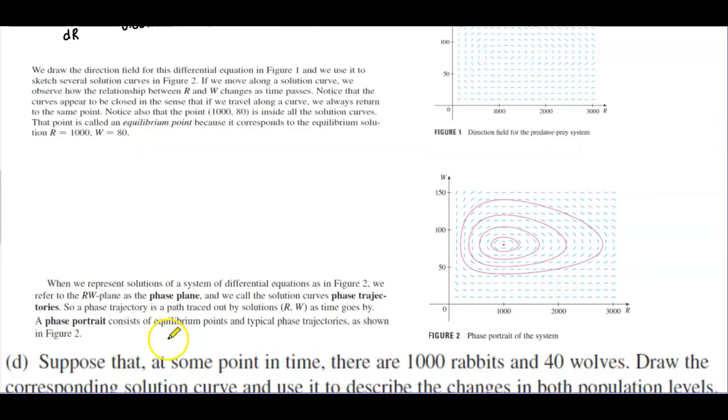So when we represent solutions of a system of differential equations, as you can see in figure 2, we refer to the RW plane as the phase plane, and we call the solution curves phase trajectories. So a phase trajectory is a path traced out by the solutions R, W as time goes by. Now a phase portrait consists of equilibrium points and typical phase trajectories, as you can see in this diagram.